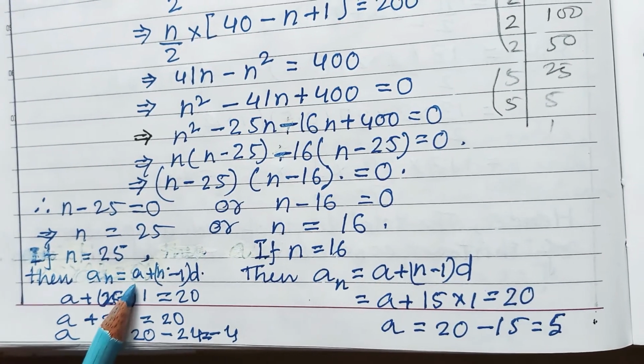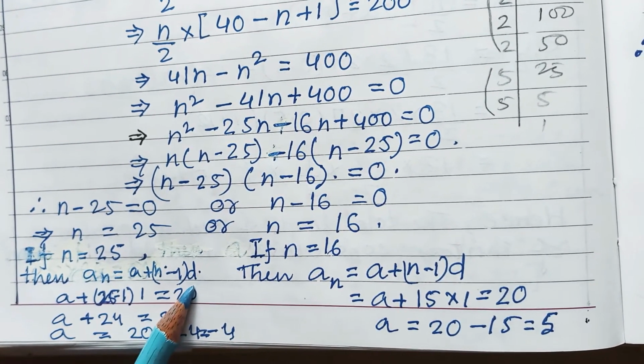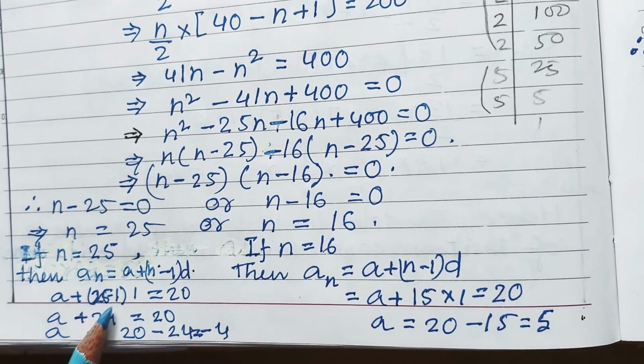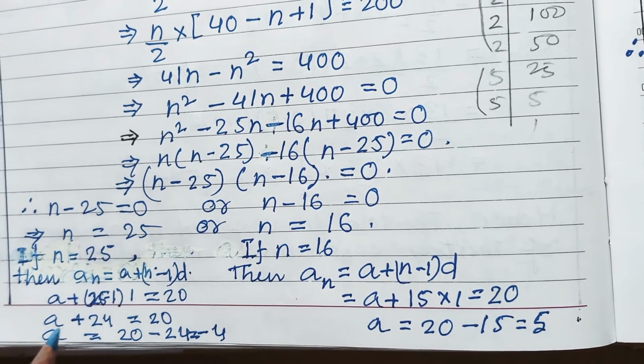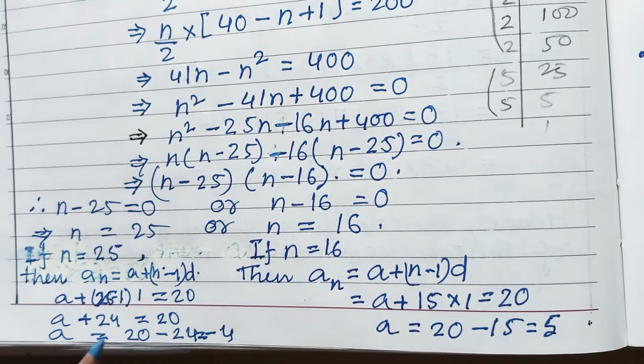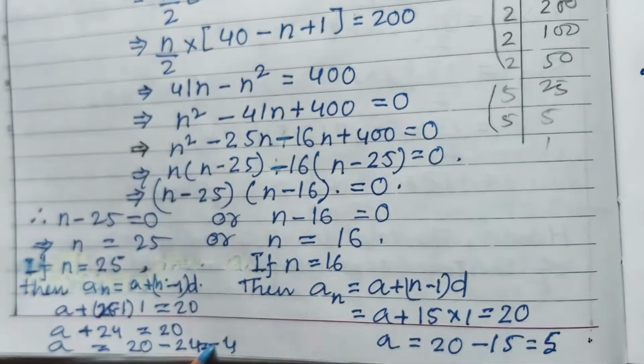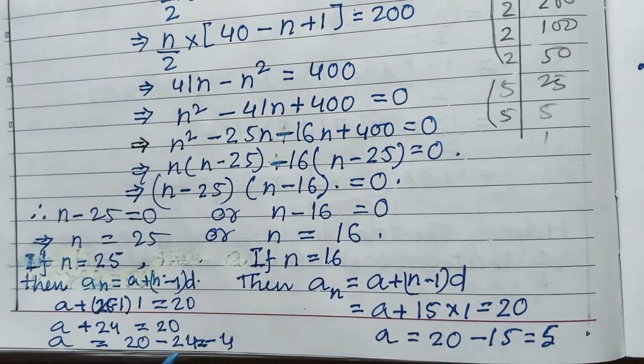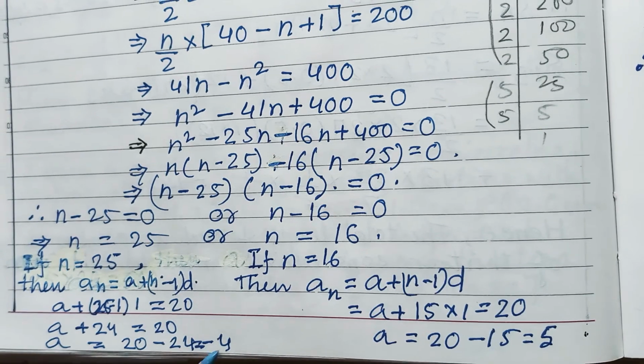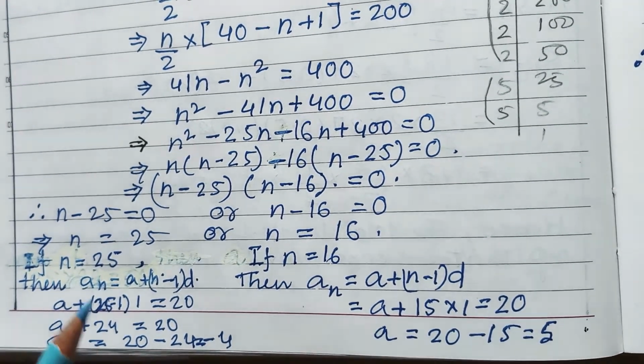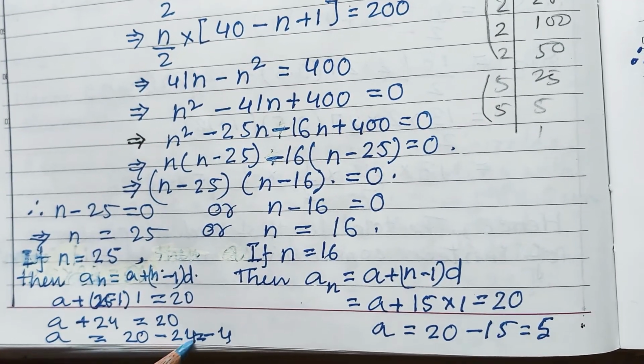If it is 25, then an should be a plus n minus 1 into d. According to that, 25 minus 1, it is 24. a plus 24 is equal to 20. a is equal to minus 4. So it is not possible. In the top row there would have to be minus 4 logs. It is impossible, so this part is negligible.